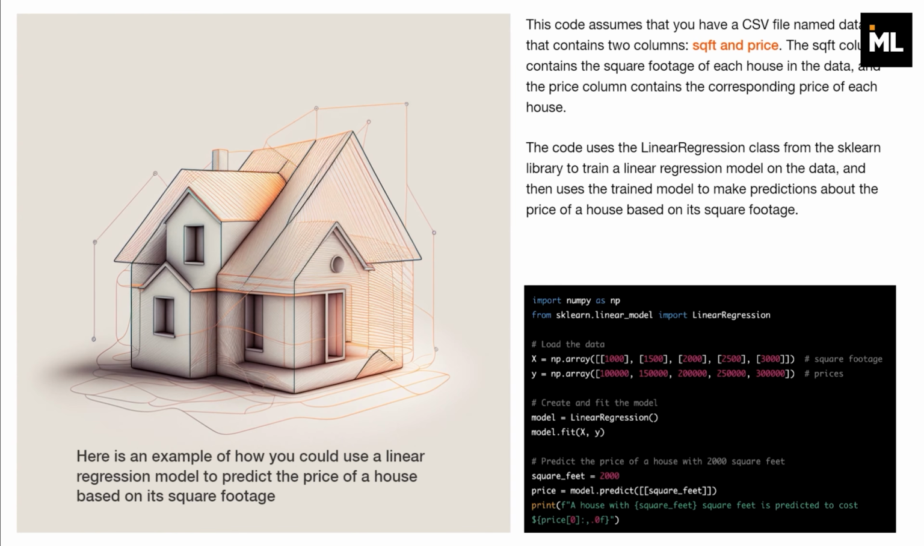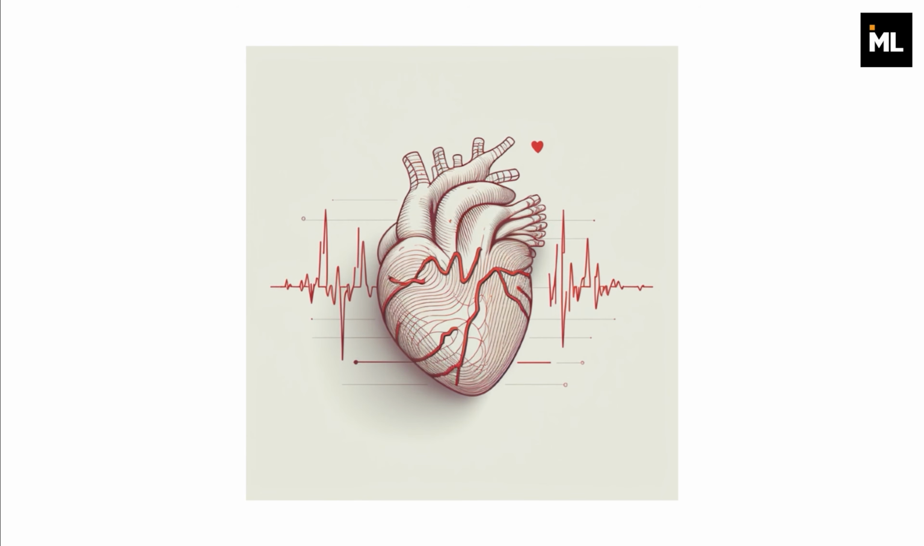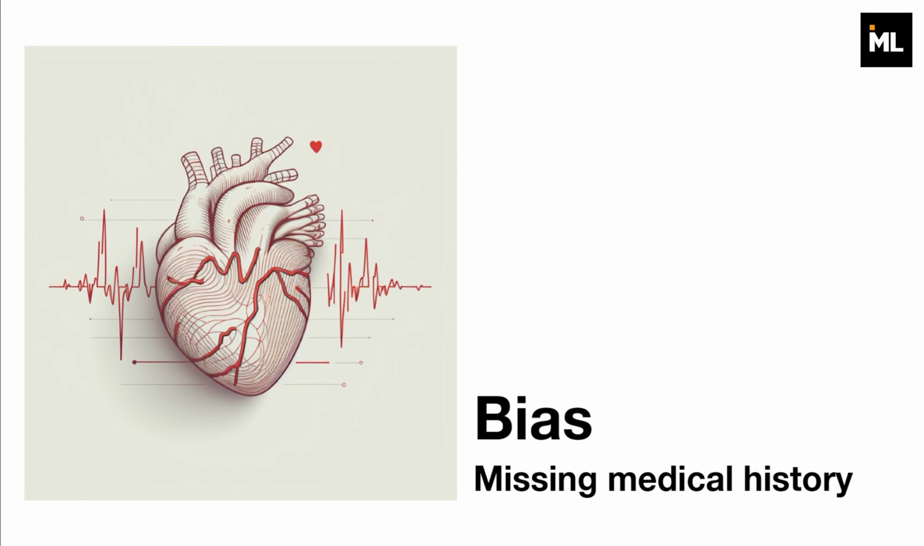If some of the square footage values are missing, the model won't be able to learn a reliable relationship between square footage and price. Another reason why missing data can be a problem is that it can introduce bias into our model. Imagine that we're training a model to predict whether a person will have a heart attack based on their medical history. If the data we're using is missing information about the medical histories of some people, our model might end up making predictions that are biased against those people. This could lead to unfair or even dangerous outcomes.